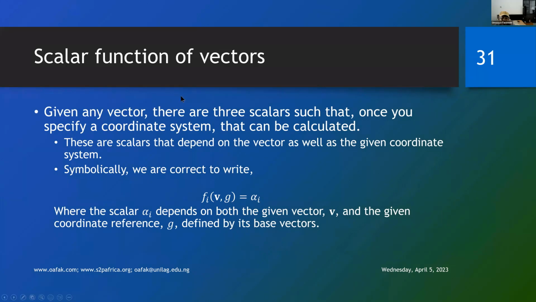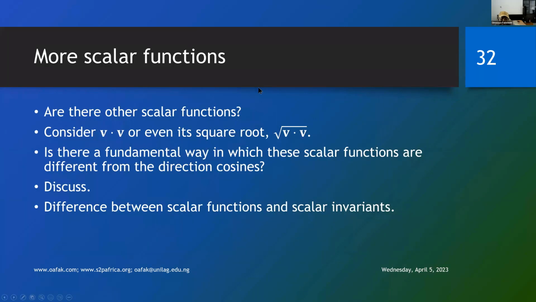Now, this scalar function, let us look at other scalar functions. Given any vector, there are still scalars you can calculate, as you've already seen. So, are there other scalar functions? Yes, there are. For instance, the dot product of the vector with itself is a scalar, which depends on the vector. Even its square root or even its square, all those are scalars.